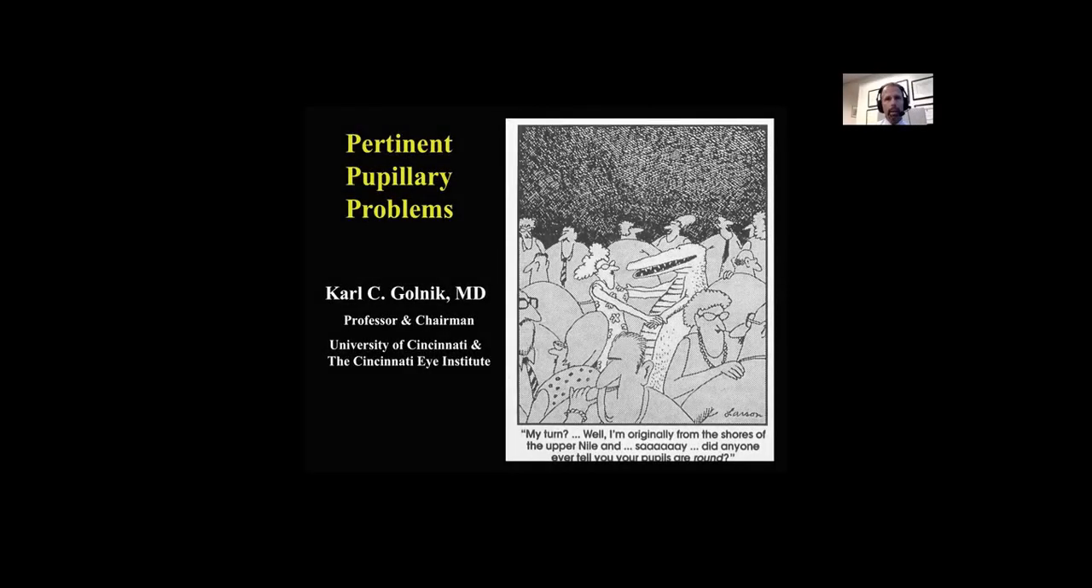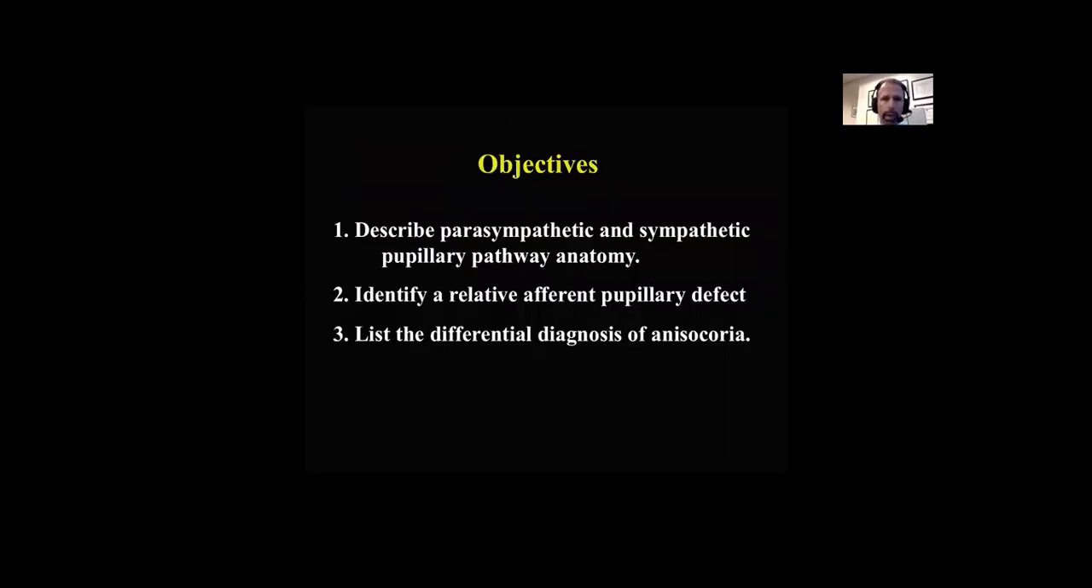Today's topic is on pertinent pupillary problems. And I hope that during the course of the webinar, we learn a number of things, including the parasympathetic and sympathetic pupillary pathway anatomy, which will probably be a review for most of you. You'll be able to identify a relative afferent pupillary defect when we're done and list the differential diagnosis of anisocoria.